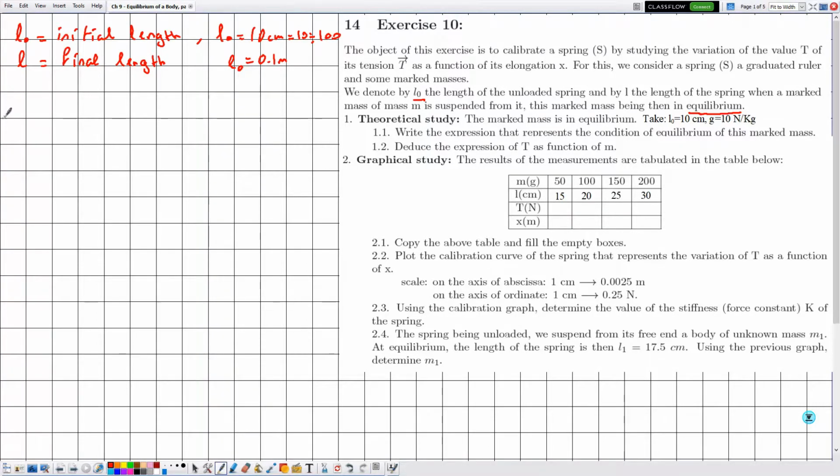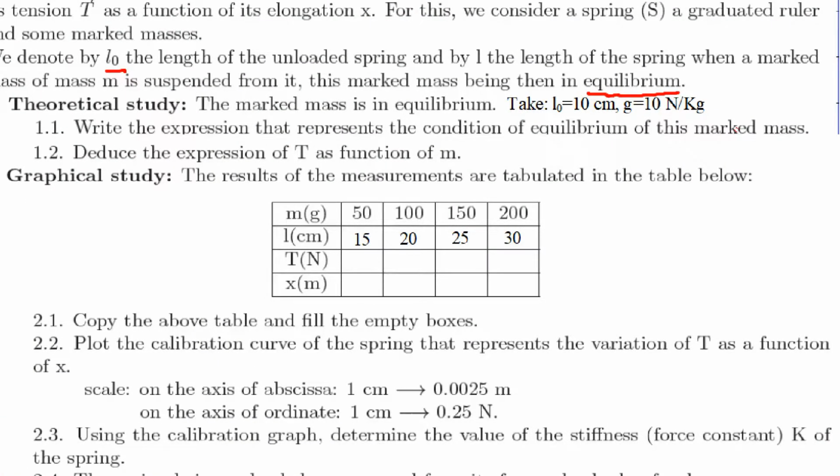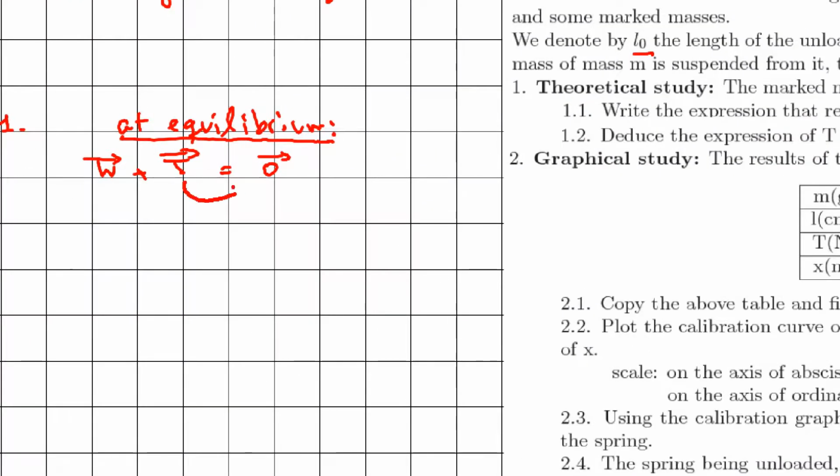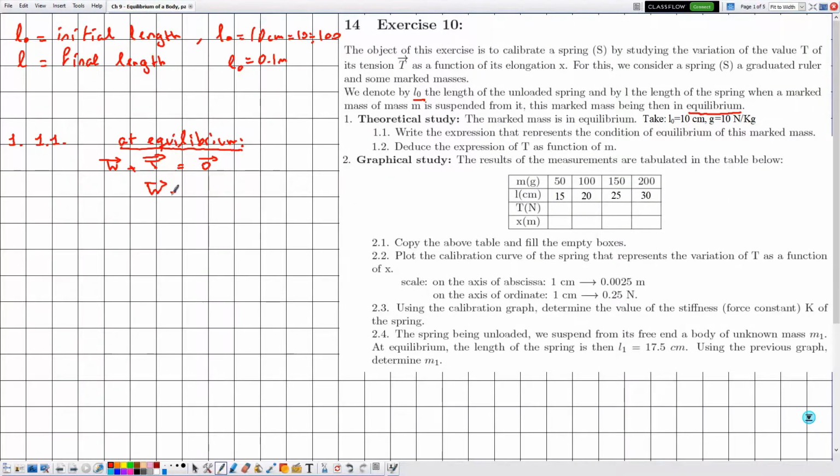Now, in 1.1: knowing that the mass is in equilibrium, write the expression that represents the condition of equilibrium of this marked mass. So always, as a title, we start with "at equilibrium." Then on the left hand side of this equation we write the different forces acting on the mass, and they are given by the weight and the tension. They mention the tension, and because we have a mass it will be subjected to the weight. This is equal to the zero vector. Now, moving T to the right hand side, W is equal to minus T.